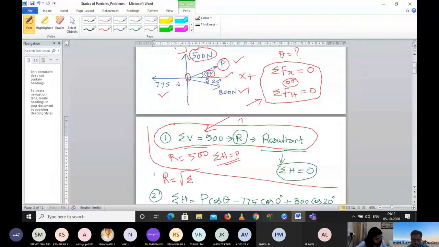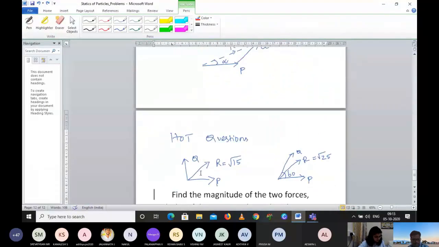Root of vertical force, am I right? Plus horizontal force, am I right? For better understanding, one minute. Now it will be clear, I think.